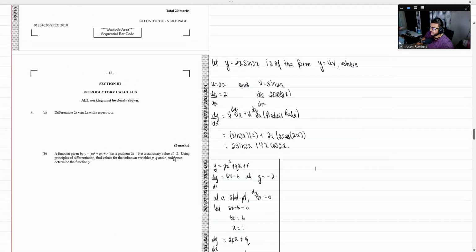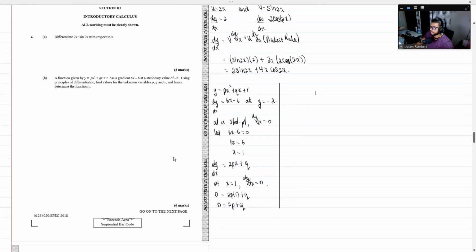If you integrate dy dx, you'll get back y, right? Let me try it. The integral of 6x minus 6 dx is going to give me 6x squared over 2. This is going to be y, right? So dy dx is equal to 6x minus 6.